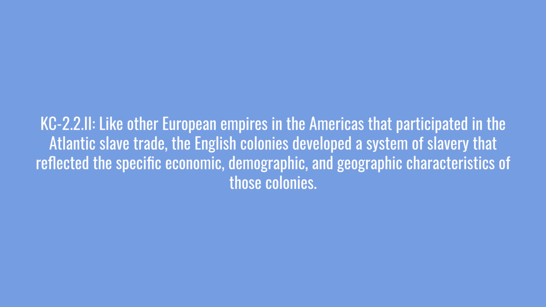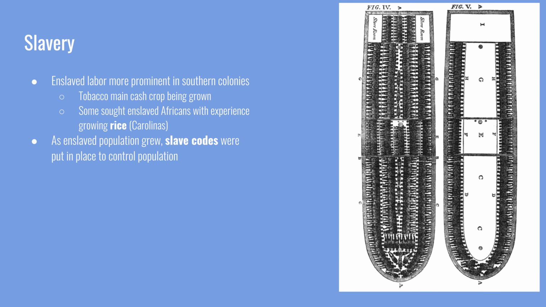The final key concept: like other European empires of the Americas that participated in the Atlantic slave trade, the English colonies developed a system of slavery that reflected the specific economic, demographic, and geographic characteristics of those colonies. This is to say that slave labor took hold in the British colonies, especially in the colonies that participated in agriculture. Tobacco was the main cash crop grown in the Chesapeake, and it didn't require technical knowledge in growing it.